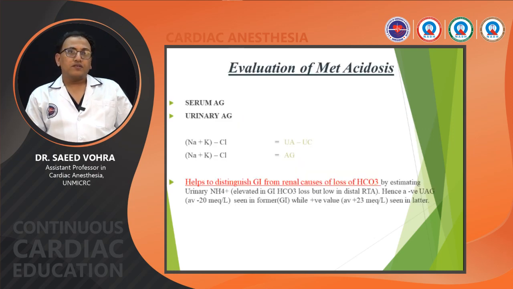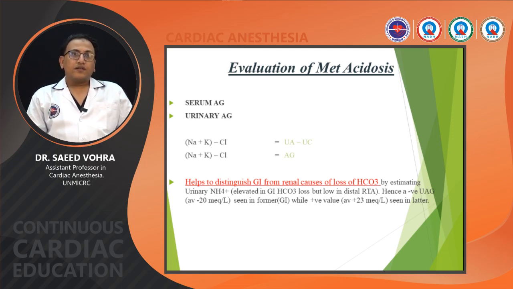Now, evaluation of metabolic acidosis is done through serum anion gap and urinary anion gap. As you all know, anion gap is the difference of unmeasured anions and unmeasured cations. The serum anion gap and urinary anion gap are used to distinguish GI from renal causes of loss of bicarbonate by estimating the urinary ammonium levels, which is elevated in GI bicarbonate loss but low in distal renal tubular acidosis. Hence, a negative urinary anion gap is seen in GI bicarbonate loss, while it is positive in urinary bicarbonate loss.